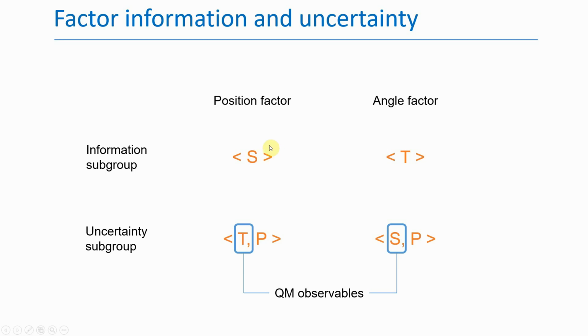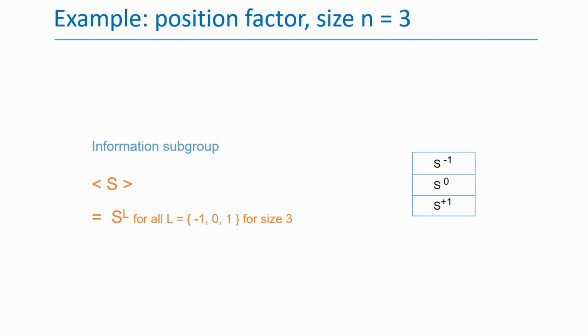We have notated these groups in terms of their generators, but each of these groups can also be represented as a table of matrices. Here's one example: a position factor, size n equals 3. You can easily generalize to angle factors and to arbitrary sizes.